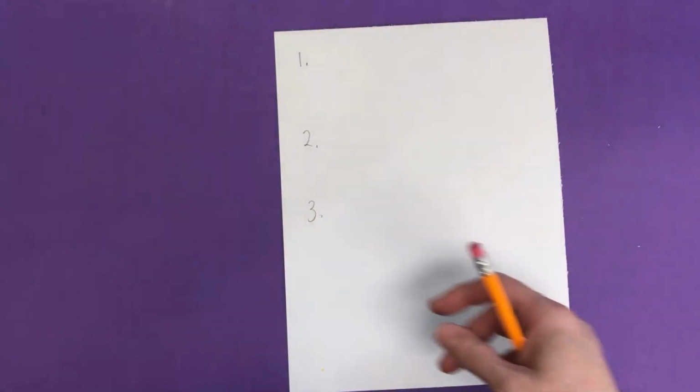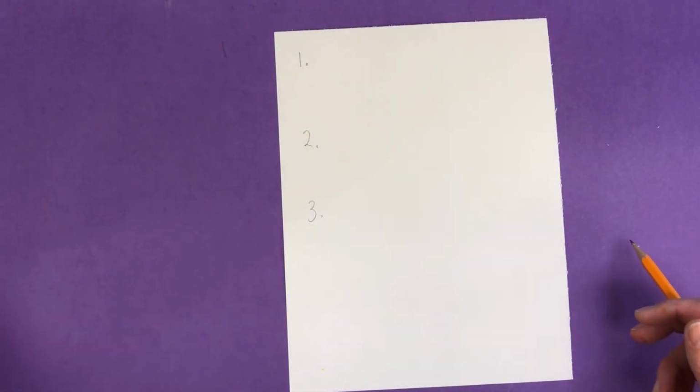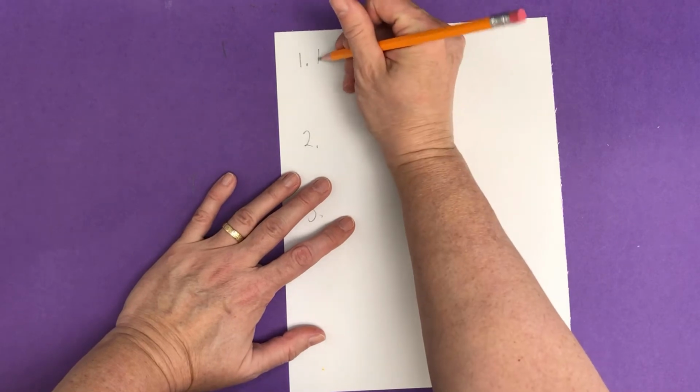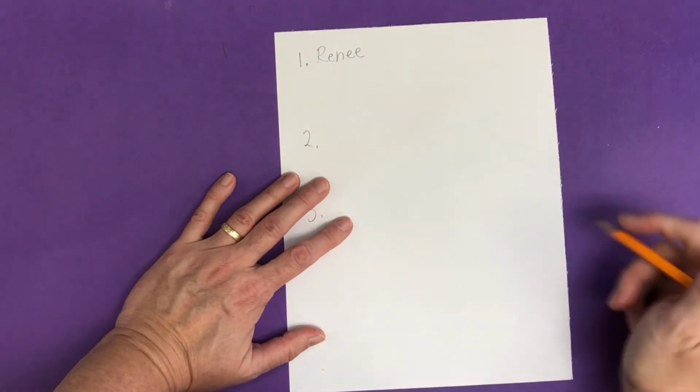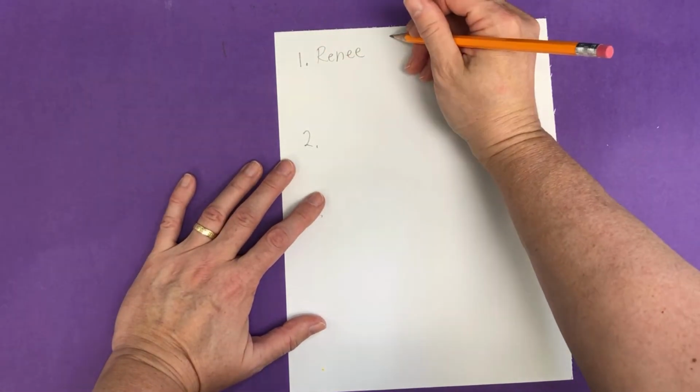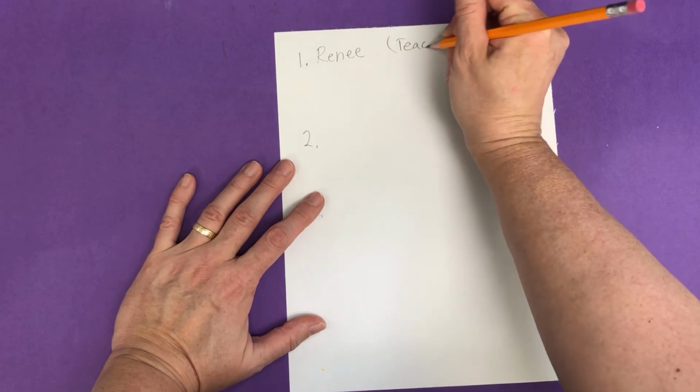All right, so on the first line, I need you to write your name. Woohoo! If you want to put your teacher's name, of course you could put your teacher's name too.